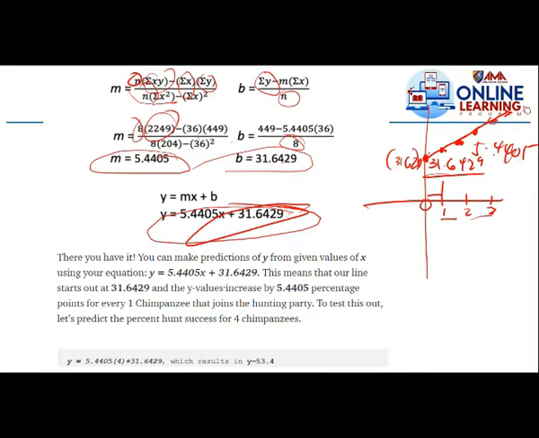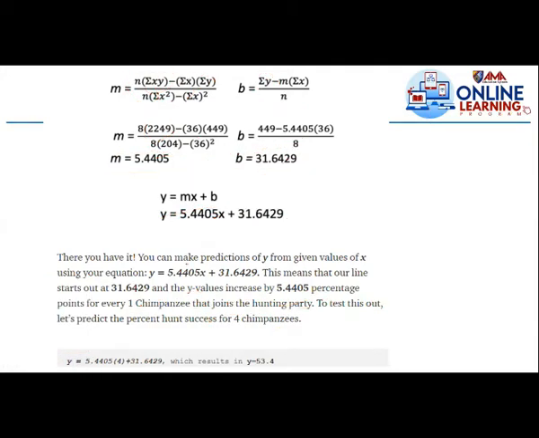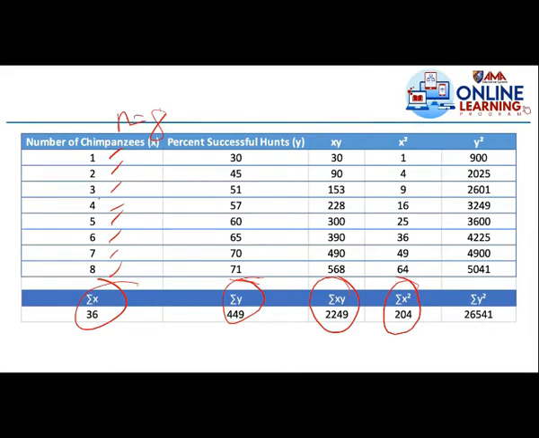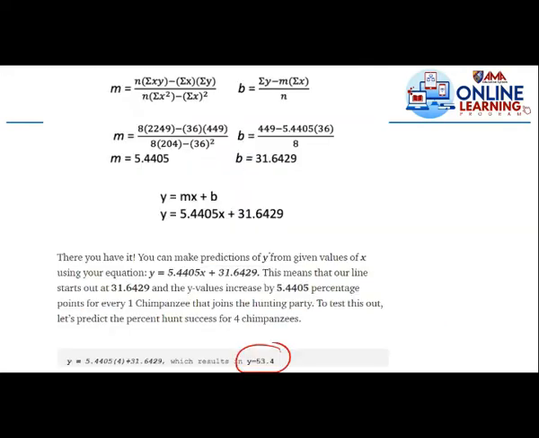Now, sabi dito, y values increases by 5.4405 percentage points for every one chimpanzee that joins the hunting party. To test this out, what if 4 chimpanzees daw? So substitute mo lang sa formula. So 5.4405 times the quantity 4 plus 31.6429. Ang answer is 53.54. So let's see. Yung 4 chimpanzees is 57, sabi niya. So pero ang actual answer dapat is 53.4.